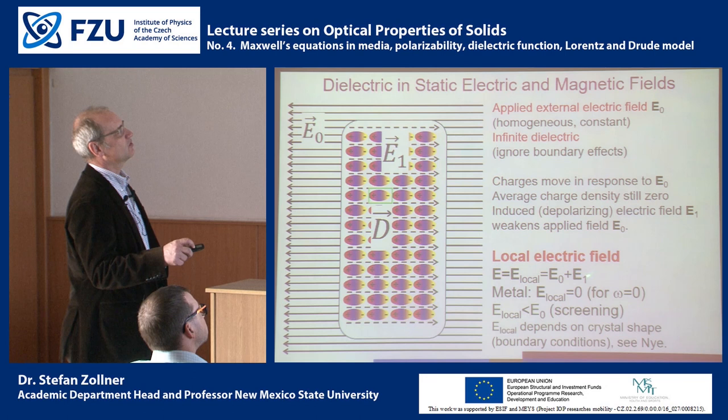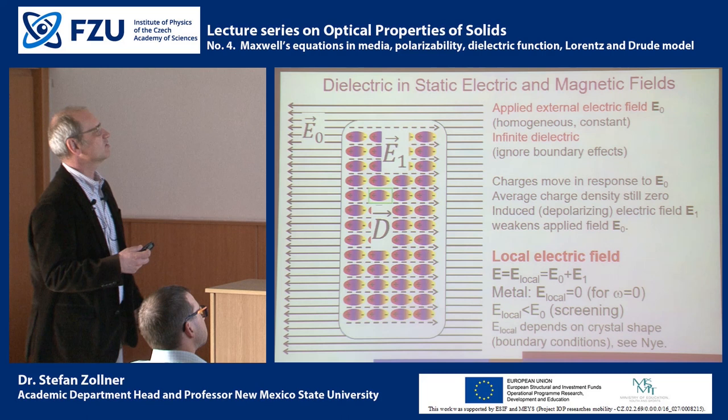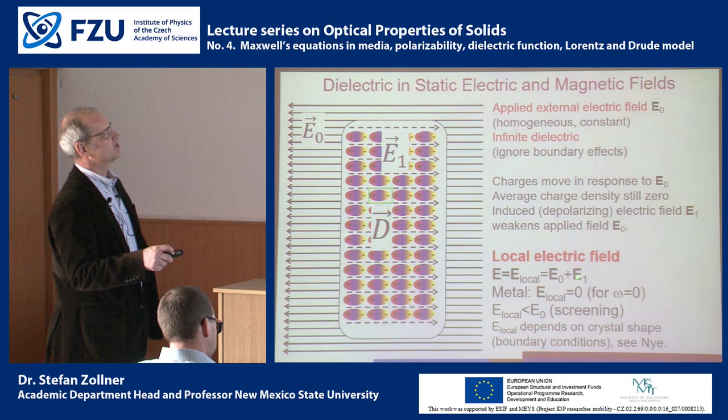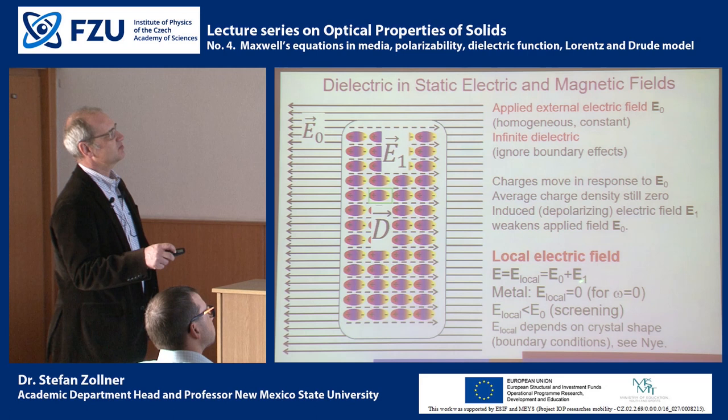In a metal, the total field is zero, at least in the DC case, because in a metal, no electric fields can survive. The charges just move around until all the fields have gone to zero. So in a metal, the external field and the induced field are exactly equal to each other, but they have the opposite sign. In a dielectric or in an oxide, in an insulator, the induced field will typically be smaller than the external field. So the local field is smaller than the applied field. And this phenomenon is called screening.